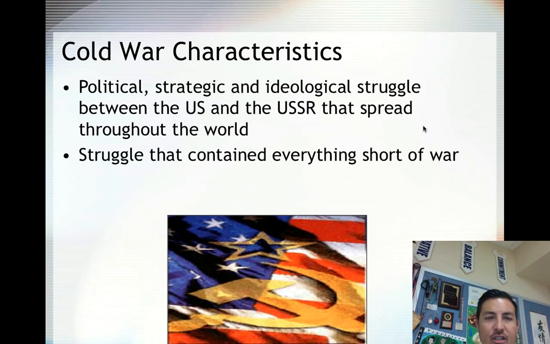Again, as it says, a struggle that contained everything short of a war. The United States and the Soviet Union will never directly fight. There are a couple of times spy planes go down and get shot down, but never is there Army versus Army, Navy versus Navy. The reason is the technology. The warfare between the Soviet Union and the United States, if it had gone down, would have been horrific. It would have been World War III.